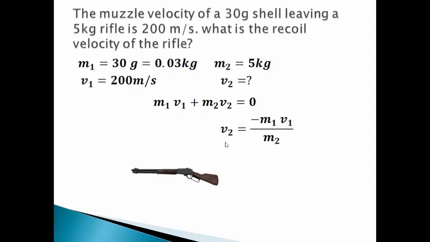So rearranging this equation, I get v2 equals minus m1 v1 by m2. Substituting the values and simplifying, I get the answer as minus 1.2 meters per second. The negative sign here indicates that the direction of recoil will be opposite to the direction of the shell.